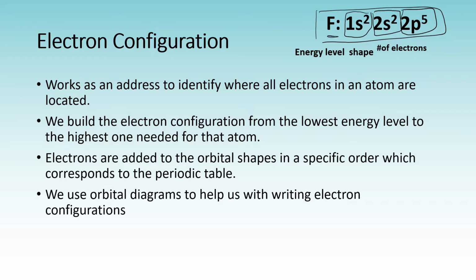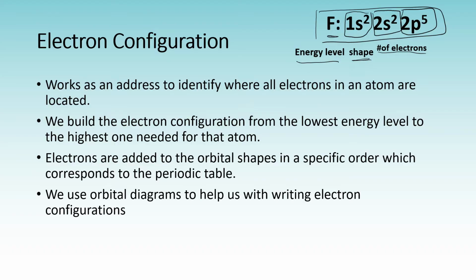Now, it follows this pattern. The number in front is your energy level. So the 1 and the 2s are the energy levels. The letter represents the shape, so those S, P, D, and F orbitals. And then your exponent is the number of electrons that belong in that orbital. So 1s2 means the first energy level s orbital holds 2 electrons. If I look at 2s2, it means the second energy level s orbital holds 2 more electrons. And the last part says 2p5, so the second energy level p orbital has a total of 5 electrons.